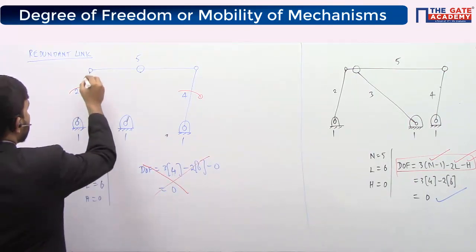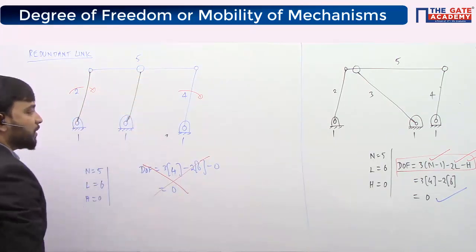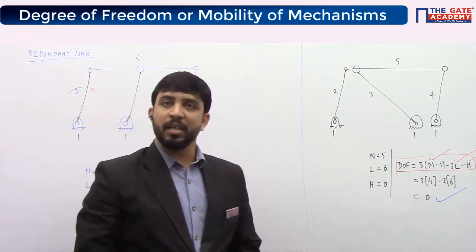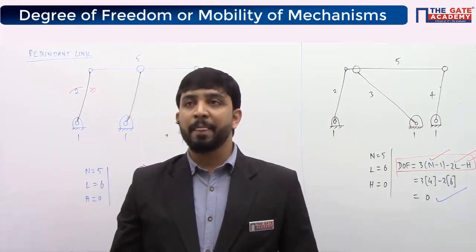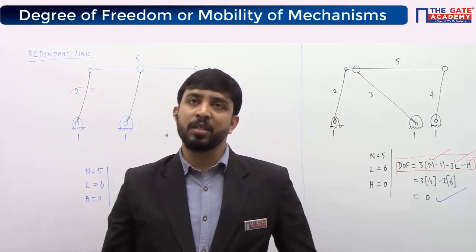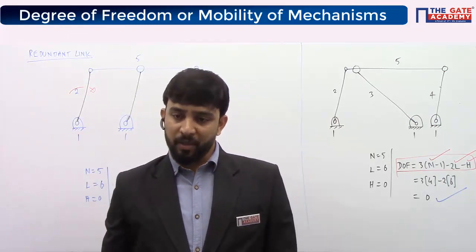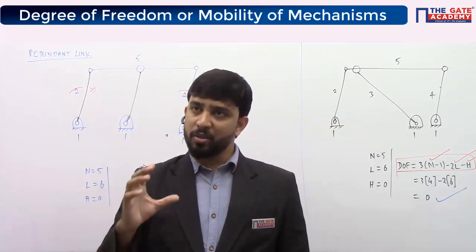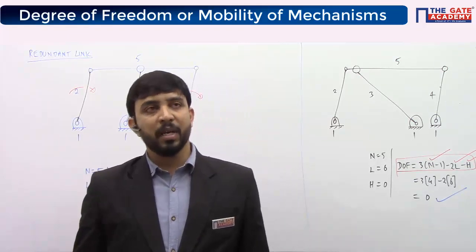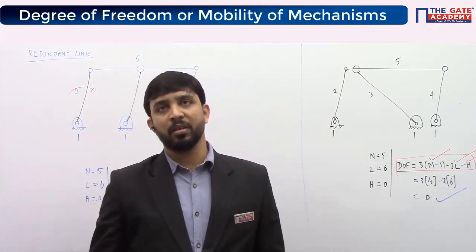Okay. So whenever I say redundant link, a redundant link is that link inside the mechanism which is not introducing any extra constraints inside the system. So those links can be eliminated. Even after eliminating those links, the functioning of the mechanism will not be affected. So if you want to find out how many redundant links are there inside the mechanism, you just observe the mechanism. By observing the mechanism, you will get an idea whether there is any redundant link or not.